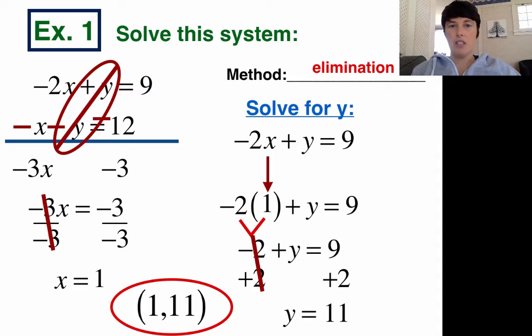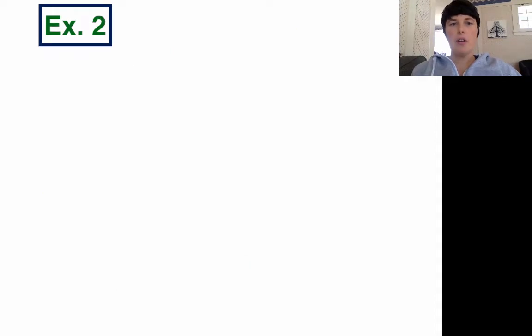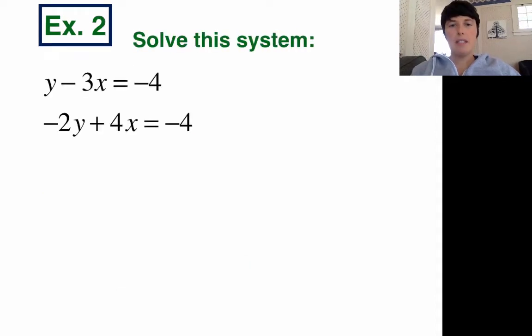All right, let's look at another example. Example 2. This time we're going to solve this system. Y minus 3x equals negative 4, and negative 2y plus 4x equals negative 4. Most importantly, what method will you choose? Does it look like equal values? Does it look like bubble method? Or does it look like another elimination problem? What do you think? I think it's elimination again.